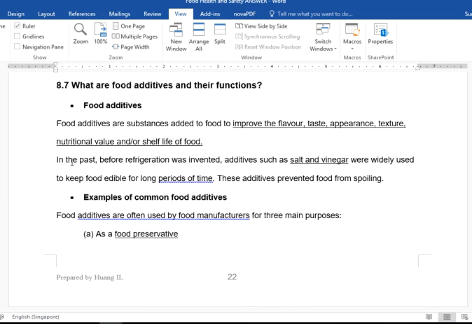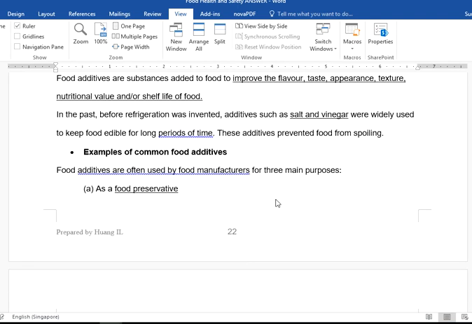In the past, before there was refrigeration, the only additives used were just salt and vinegar. That's it. These two ingredients were added so that food would be edible for a long period of time. This was before there was something called a refrigerator. But today there are more additives, and additives are added not just for preventing food from spoiling, but for more purposes than that.